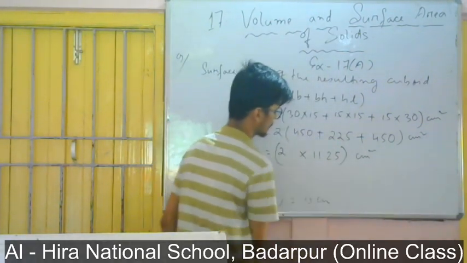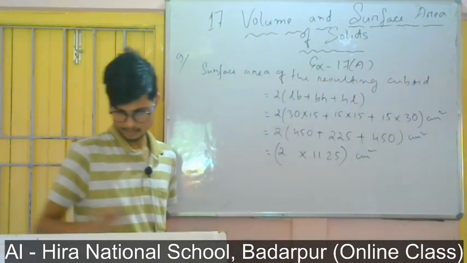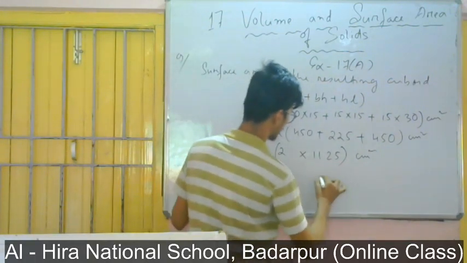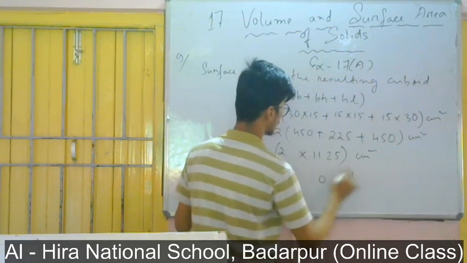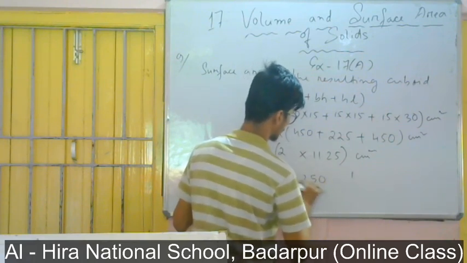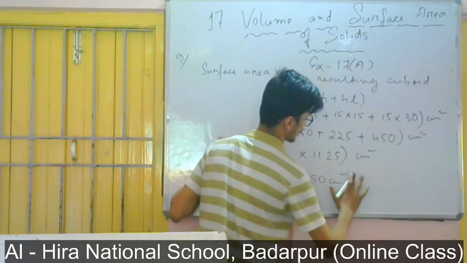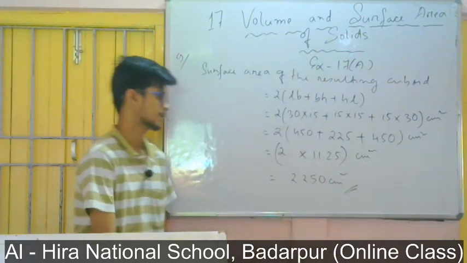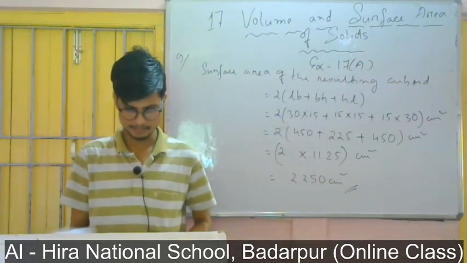2 into 1125 centimeter square, which will be equal to 2 5s are 10, 0, 1 in my hand, 2 2s are 4 and 1 is 5, 2 1s are 2, 2250 centimeter square. So this is the required answer, 2250 centimeter square.